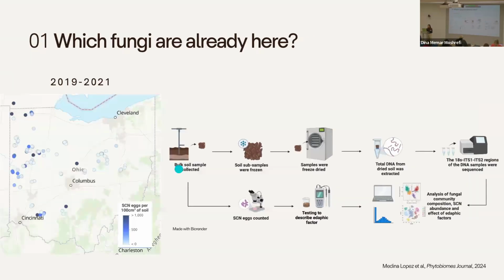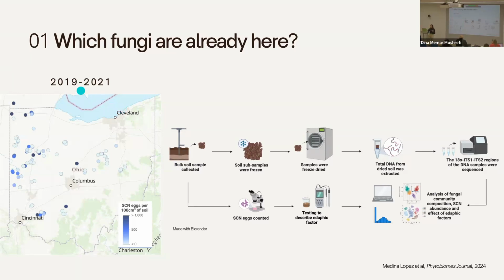To address that first question of which fungi were already within the state, we did a survey experiment that started in 2019, and because we all know what happened there, we wrapped up sampling in 2021. We would either visit farmers' fields that were contacted randomly, or they sent us or submitted samples to the Ohio State Plant Diagnostic Clinic, and from there we took a subsample to use in this study.